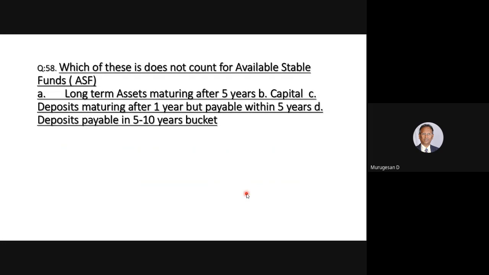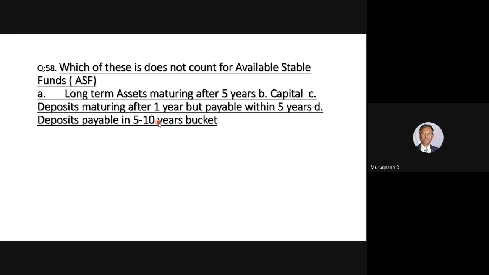For example, which of these does not count for ASF? This is another concept. I think it's a treasury concept, but anyhow, risk management also. ASF means available stable funds, a new terminology they are using in Basel 3. Available stable funds means any deposits. Which of these doesn't count for available stable funds? Long term assets maturing after 5 years, that is not a fund. Capital is a stable fund. Deposit maturing after 1 year but payable within 5 years is a stable fund. Any deposit maturing after 1 year, stable fund. Deposit payable in the 5 to 10 year bucket, stable fund.